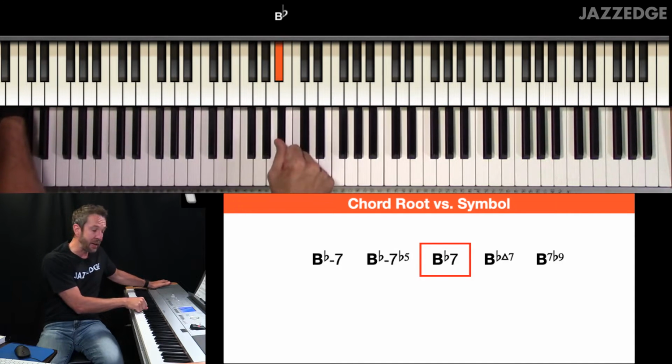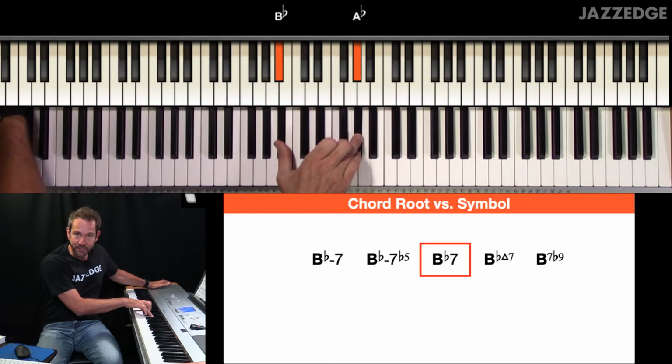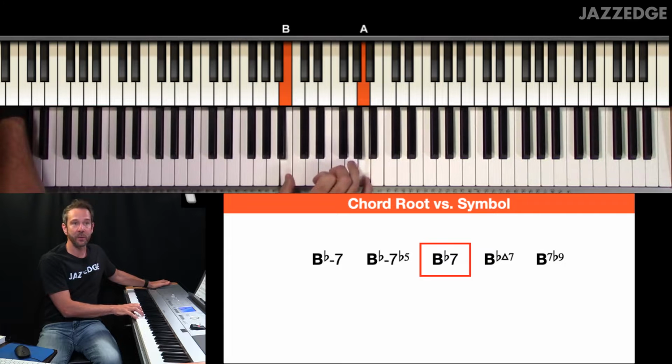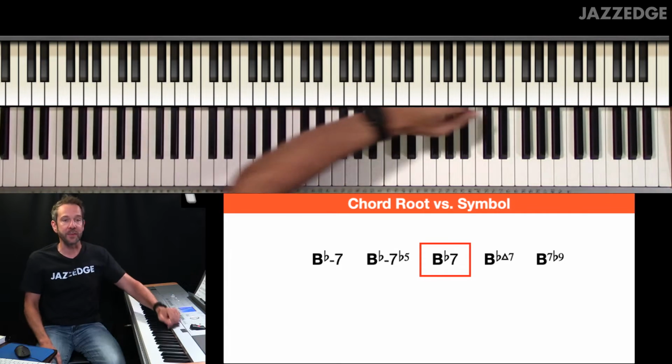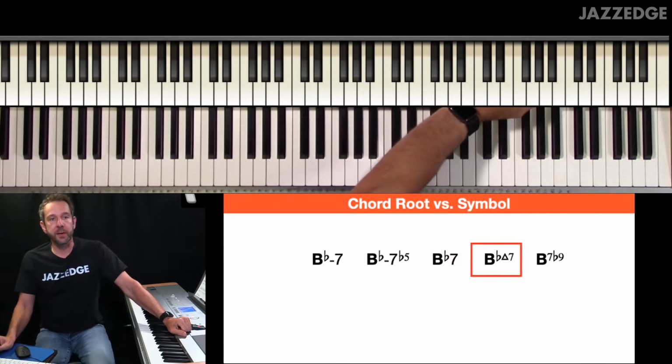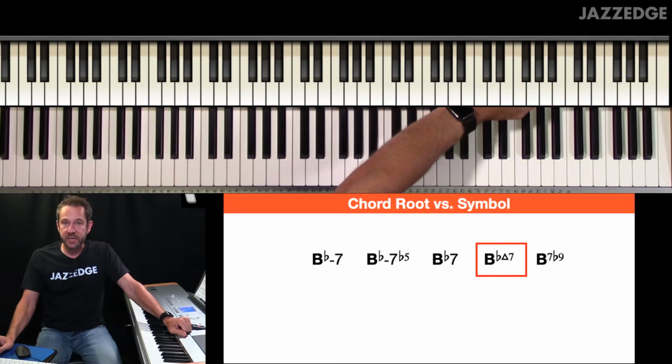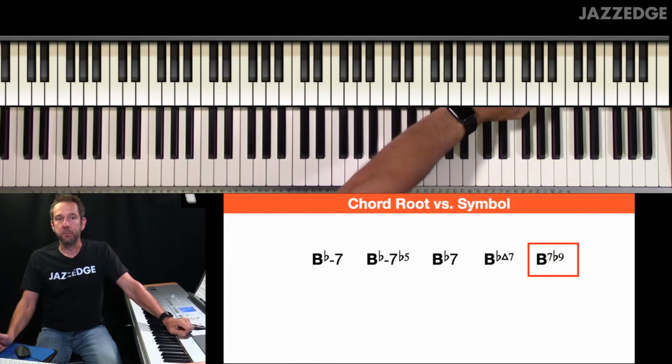No, it is a B flat 7 chord, okay? So B flat 7, not a B with a flatted 7, it's a B flat 7. This one, it's a B flat major 7th chord. So the triangle 7, that's the chord symbol, the B flat is the root. Well, what about this one?